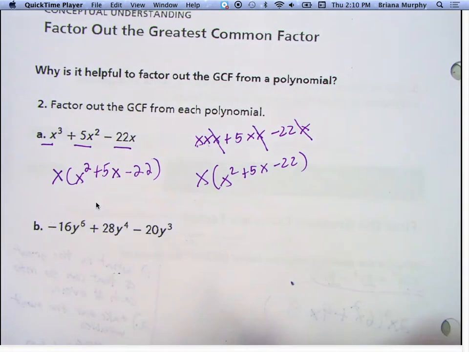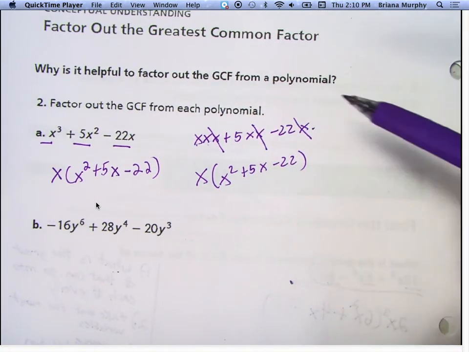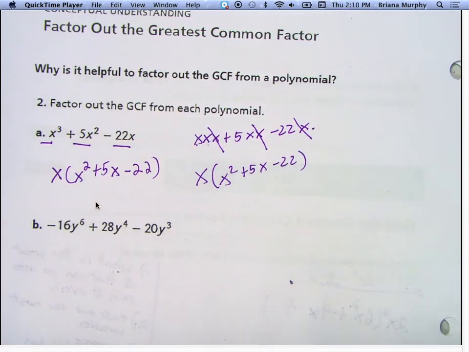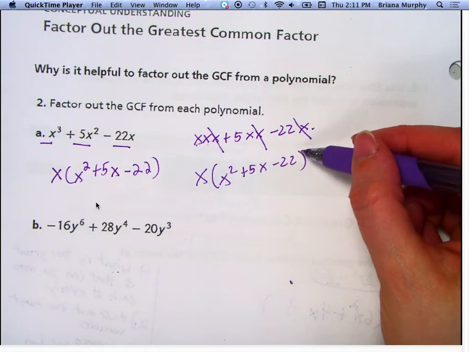Do you see that they all have an x? Each term has an x with it. So I can pull out an x. Why can't I pull out two x's? This one doesn't have two x's, does it? So I can't pull out something that I don't have.